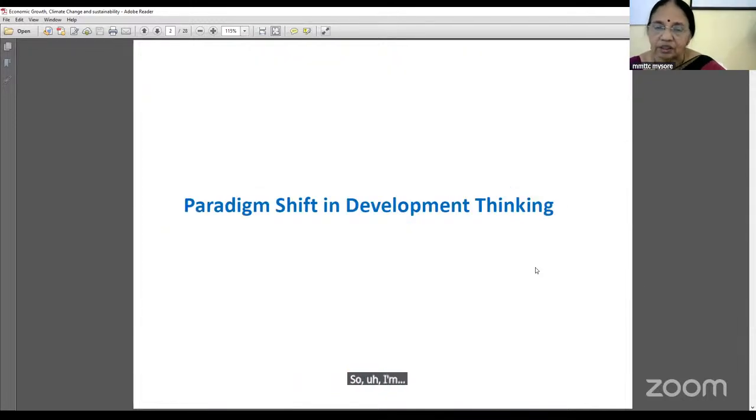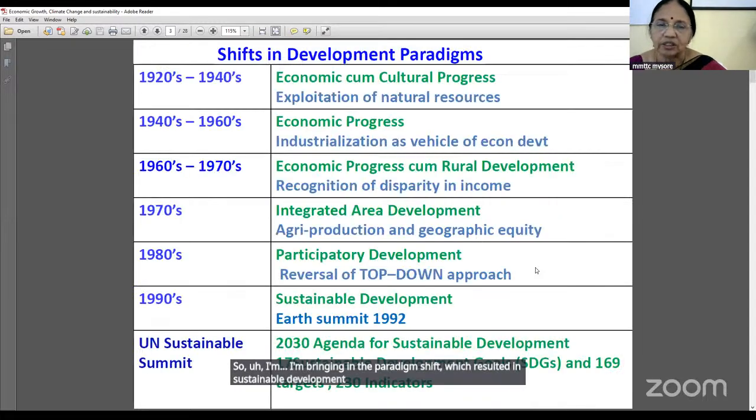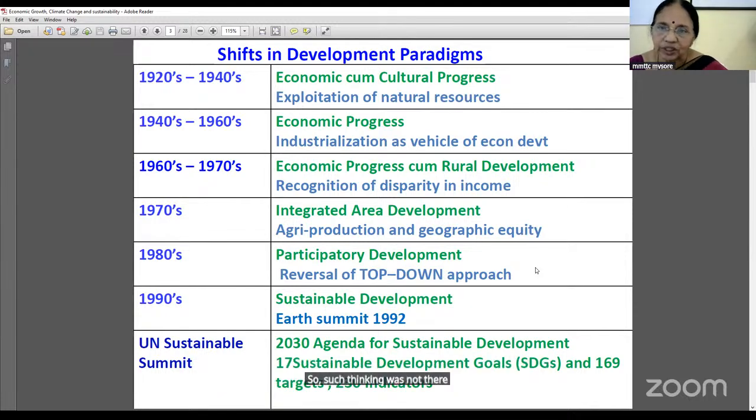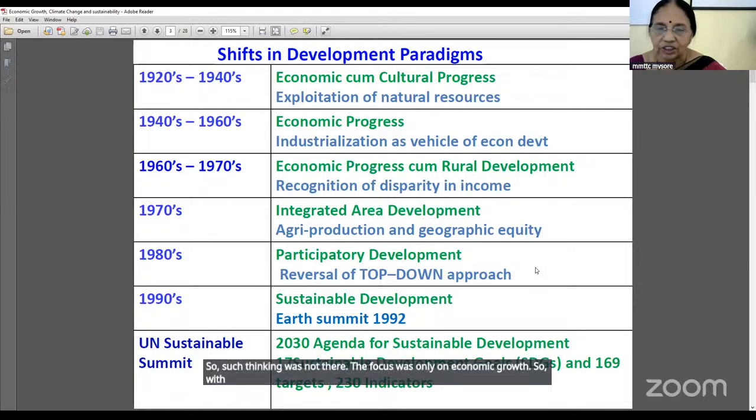I'm bringing in the paradigm shift which resulted in sustainable development. So as you look at, from the 1920s, 30s and 40s, the focus is more on economic development and growth by exploiting the natural resources. There was never a thinking about how long the resources are going to last and whether they are going to be reproduced. Such thinking was not there. The focus was only on economic growth, using the natural resources.